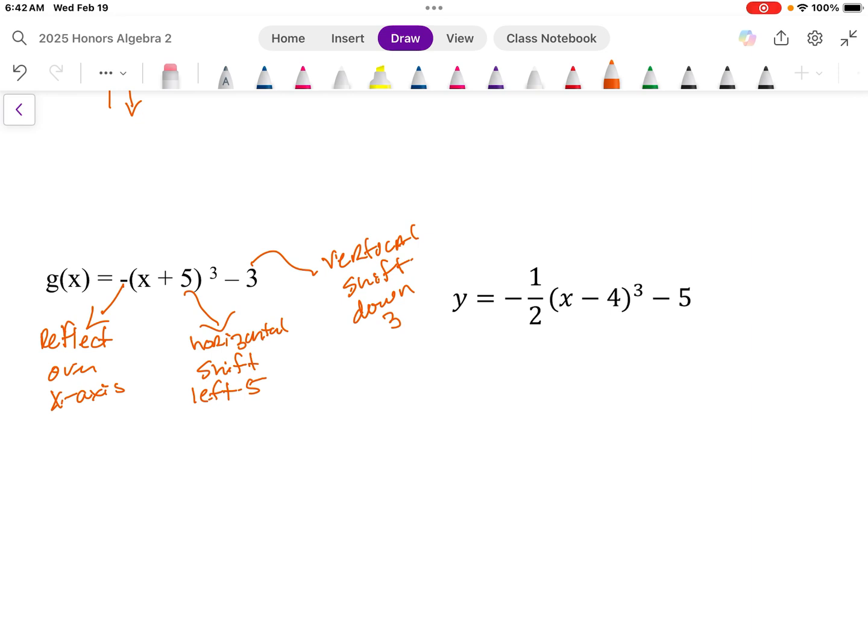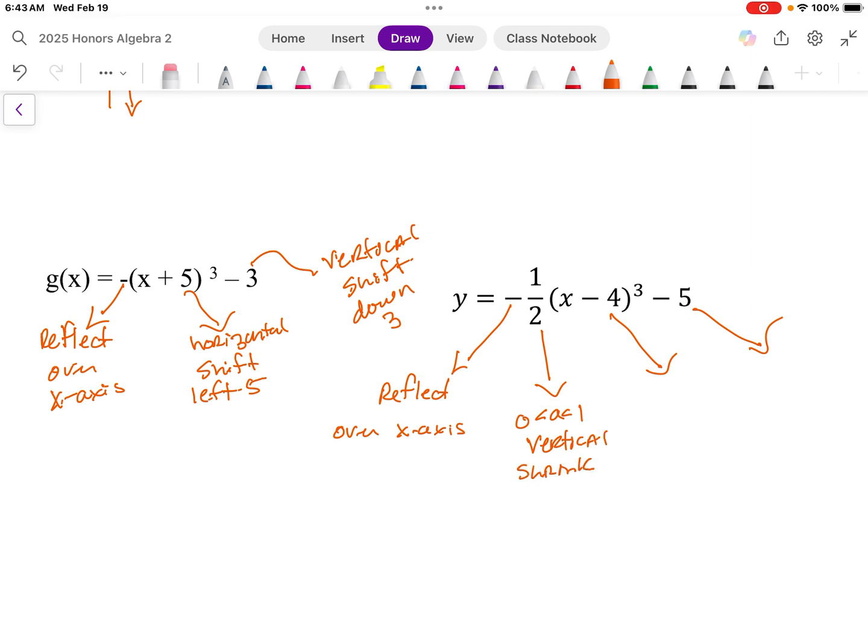Four things going on in the next picture: the negative sign, the fraction, the 4, and the 5. So the negative sign again tells me I reflect over the x-axis. The 1/2, again, the A is between 0 and 1. And so that tells me I have a vertical shrink of 1/2.